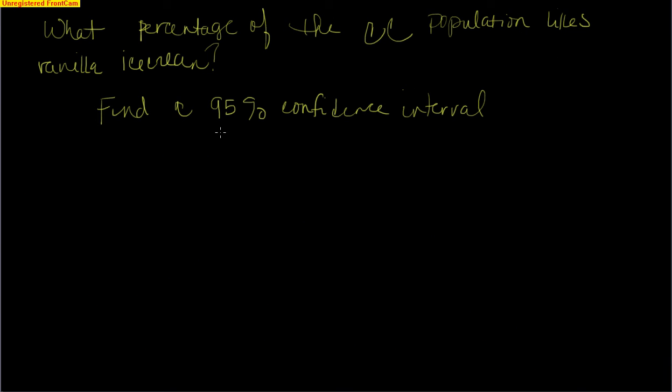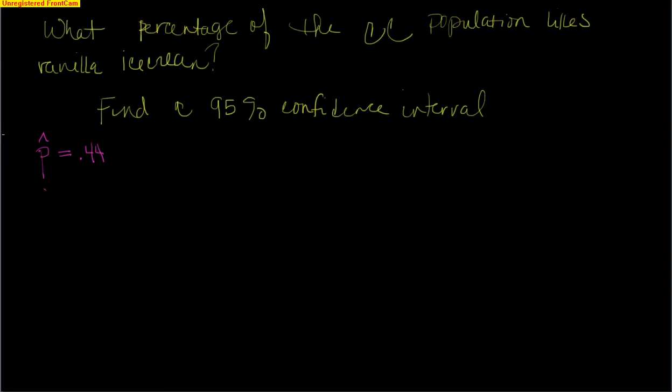All right, so the original question was, what percentage of the community college population likes vanilla ice cream? And remember, we asked 900 people and 400 liked it. So we ended up with a p-hat of 0.44. Okay, so we're going to start right there.